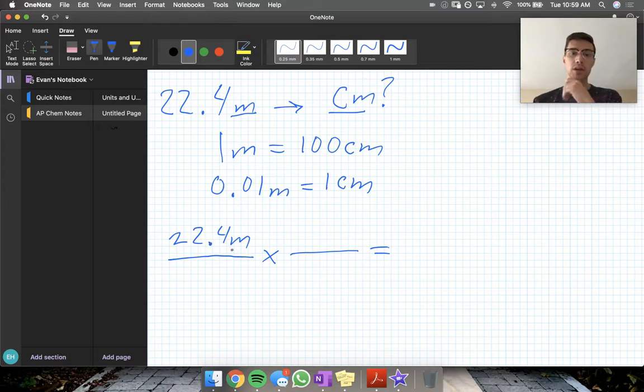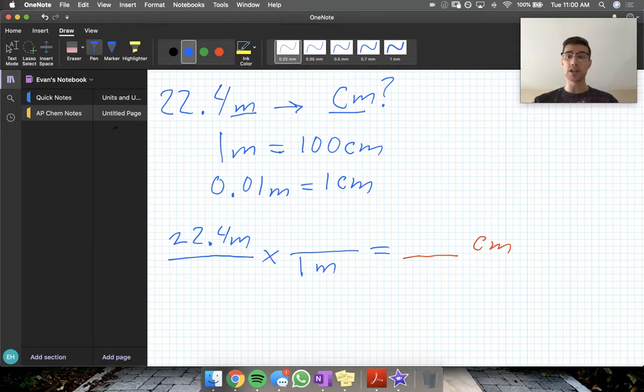Now, because we don't want meters in our final answer, you should always use this conversion, whichever one of these you're going to use, and put the unit you started with on the bottom of the second fraction so that we can cancel it out, because we don't want it in the end. We want an answer in units of centimeters. So I'm going to put my 1 meter on the bottom so that my meter units will cancel out, because I have one on the top, one on the bottom.